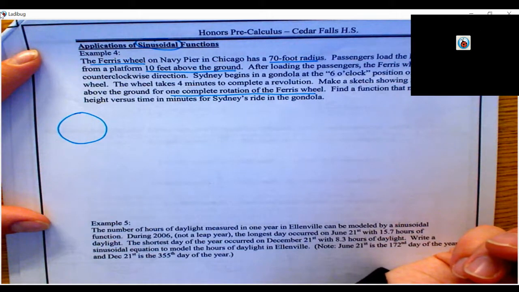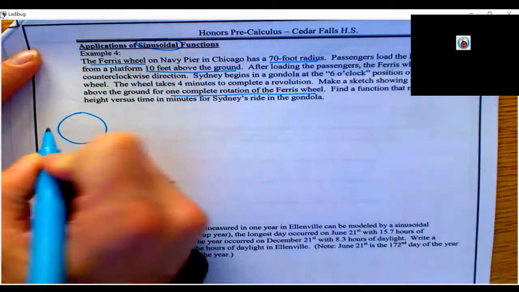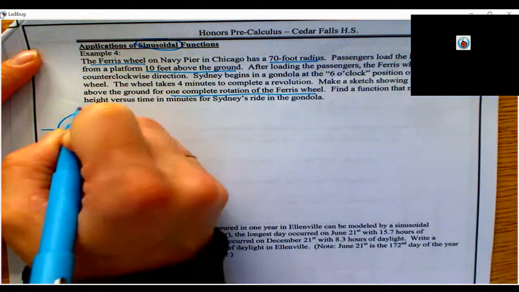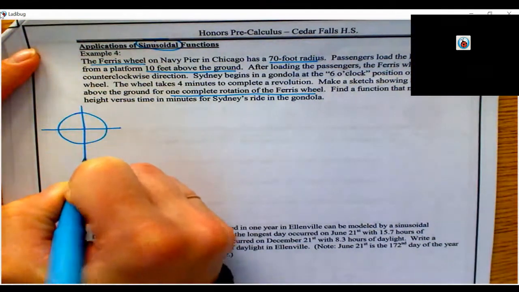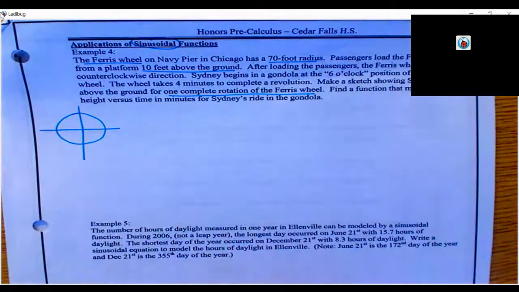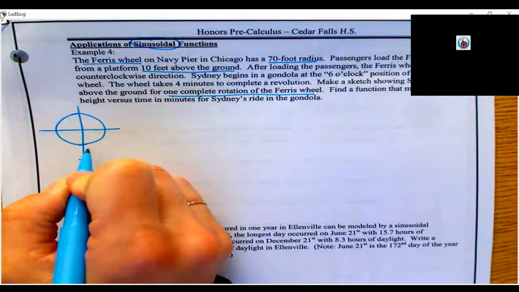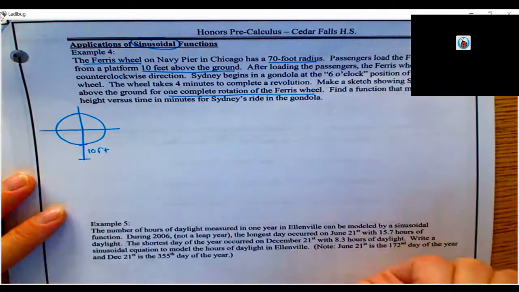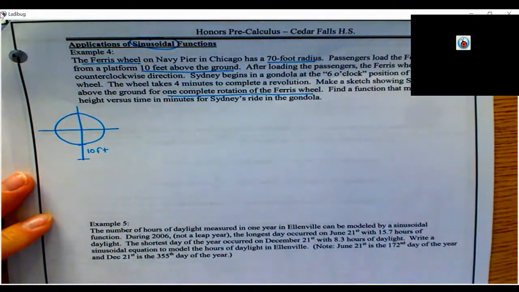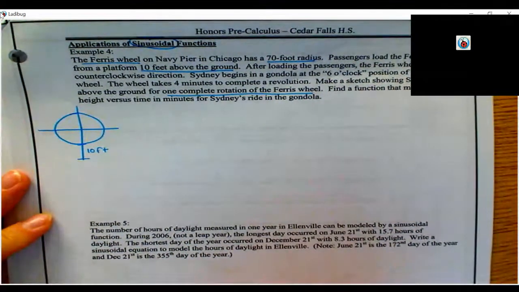Do we know anything? Are you getting on the Ferris wheel at ground level? Where are we getting on the Ferris wheel at? 10 feet above the ground. So from here to here is 10 feet. Right? If you've ever ridden on a Ferris wheel, you usually have to walk up the steps to get on the platform. Okay. What else do we know about the Ferris wheel?